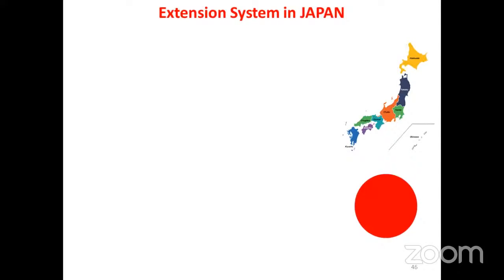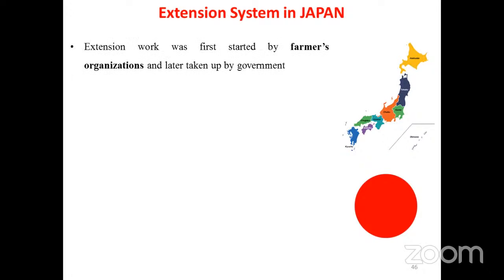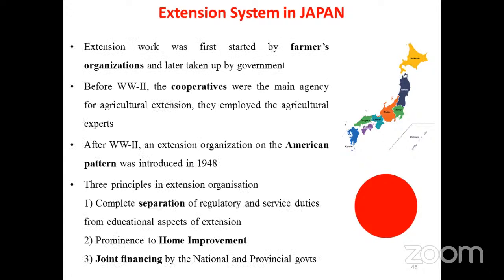Now moving on to Japan, again an island country, so fisheries is more important. Extension work started by farmers organization. Here it is important to note, you can note this thing particularly, that extension was not started by the government as such, but by the farmers organizations, and later it was taken up by government.